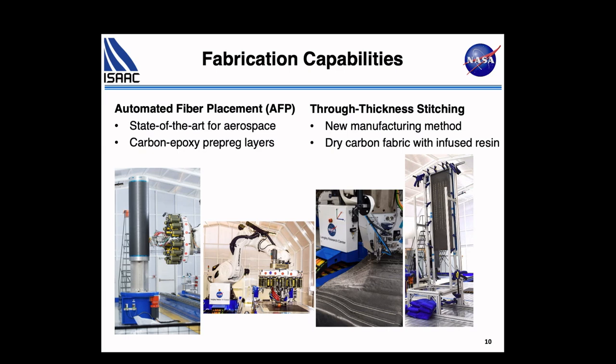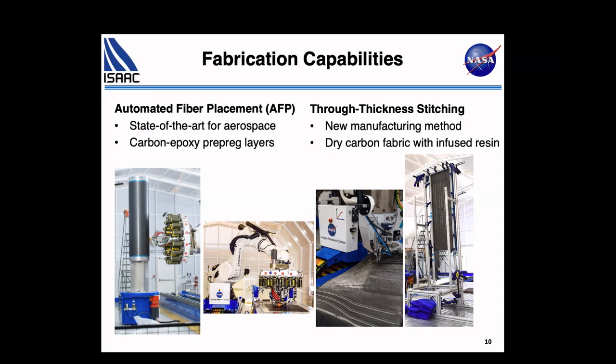So we have two capabilities out at Isaac. First, I'm going to talk about automated fiber placement. The 787 is largely composite in their wings and fuselage, and that is state-of-the-art for aerospace. That is made with carbon epoxy, what we call pre-preg, which means it's got carbon fibers embedded in an epoxy resin system. And so when we place material with Isaac, using the automated fiber placement system, that's what we're placing. It's the carbon fibers in a tape that is placed a little bit at a time. And I'll show you a little bit more about that on a later chart.